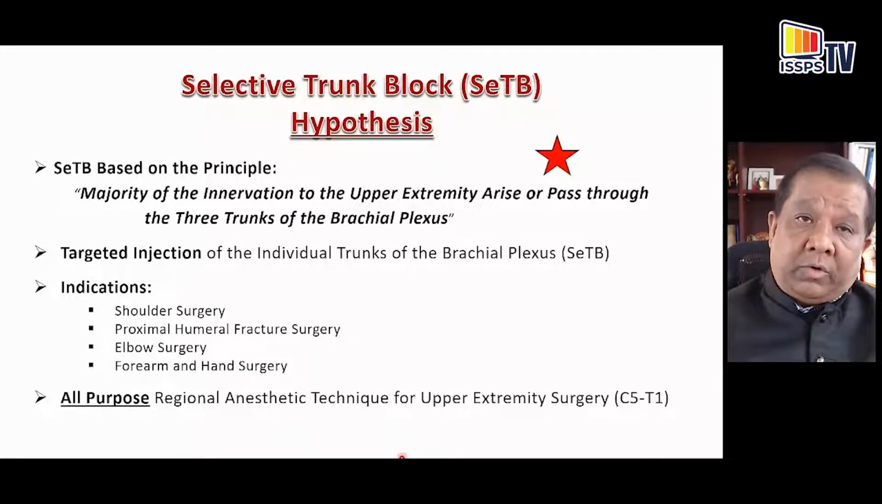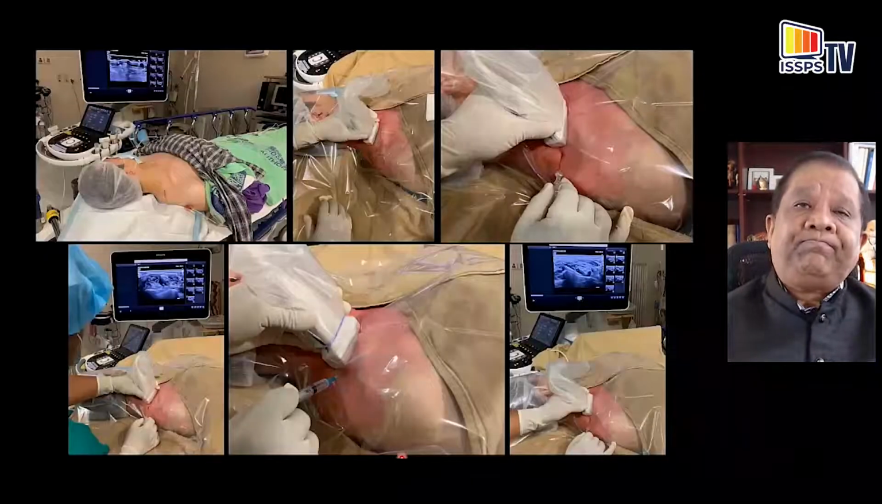that should be adequate for surgery not only of the shoulder and the proximal humerus, but also of the elbow and the forearm, or a combination of any of these surgical procedures. So in principle, it has the potential to become an all-purpose regional anesthetic technique for upper extremity surgery by blocking the ventral rami of C5 to T1. And it is with these objectives that we set out to investigate this technique of SeTB.